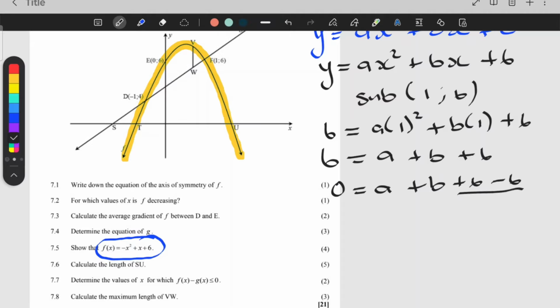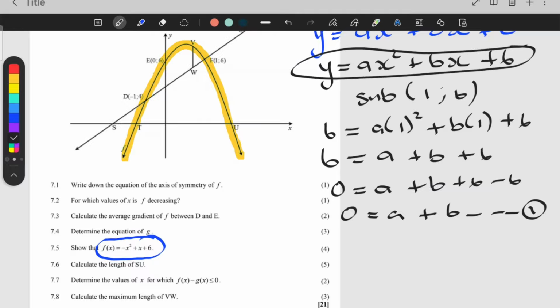They will cancel. So I'm stuck now. So they will cancel. So 0 is equal to a plus b. Okay, I'm going to call that equation number 1, because I have an a and a b. I have 2 variables. Then I'm going to take this equation again and I'm subbing in another point.